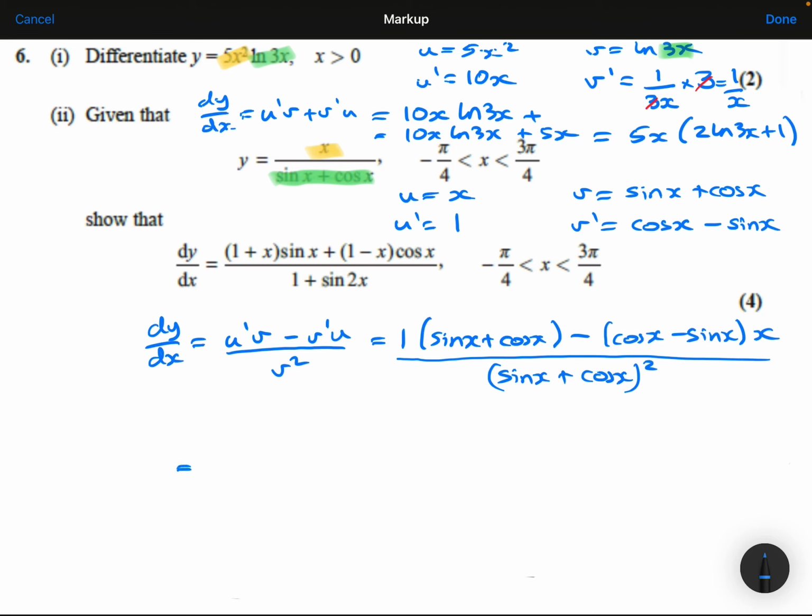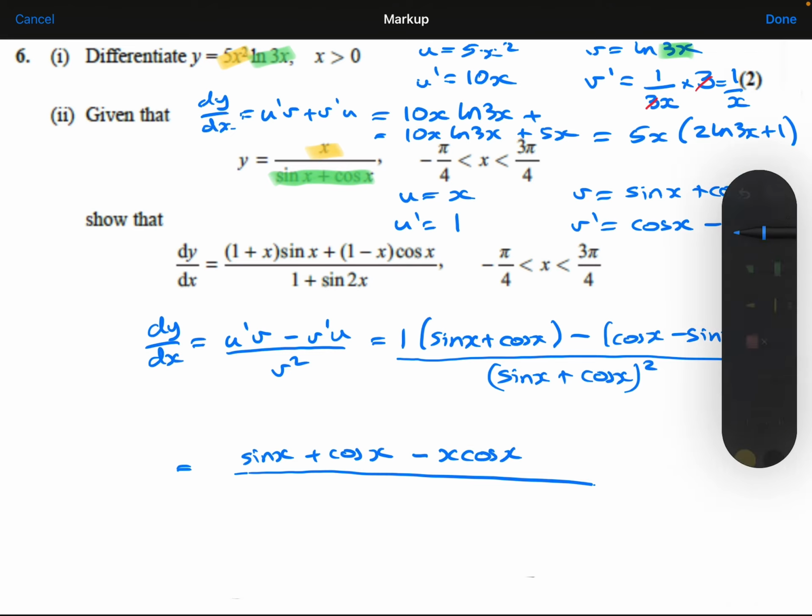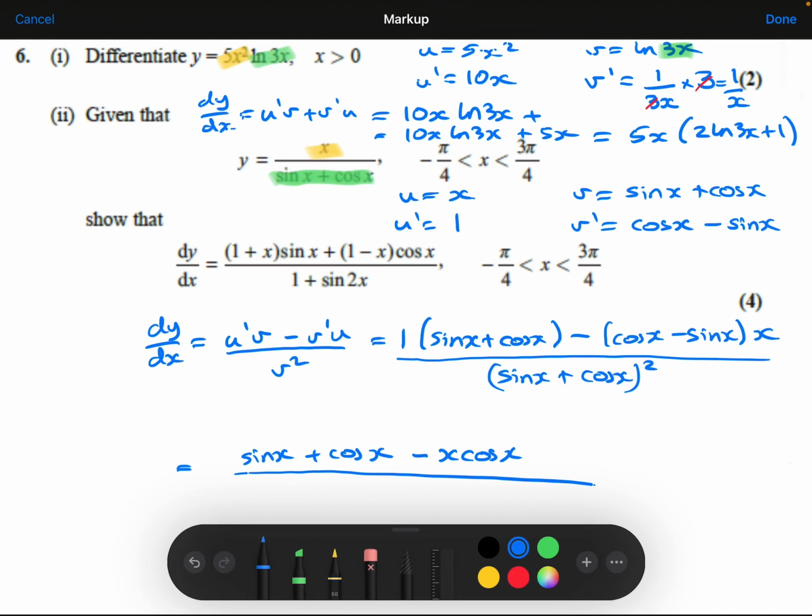Now to just expand those brackets. So on the numerator, I've got the 1 times sine x, which is sine x, the 1 times cos x, which is cos x. I've then got the minus cos x times x, which is this, and then I've got the minus times the minus sine x, which is a plus sine x, times by the x, so we get a plus x sine x.